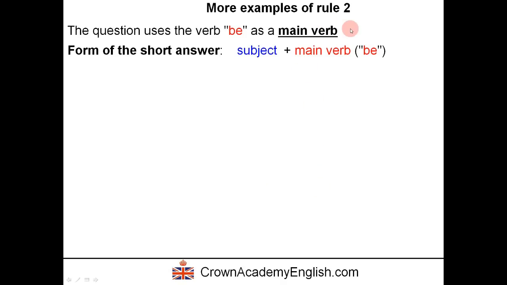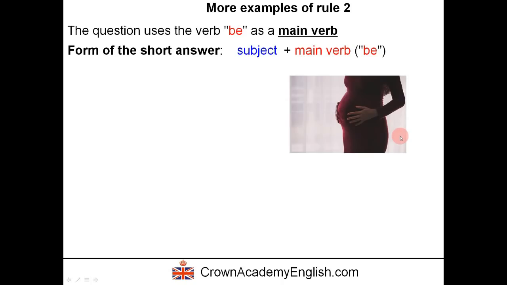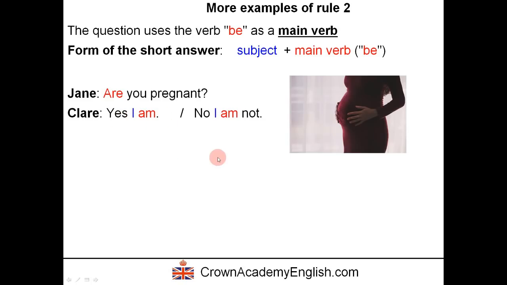And some more examples of Rule 2. I told you there were lots of examples. Jane asks, are you pregnant? And Claire replies, yes, I am. Or, no, I am not. Or, no, I'm not.